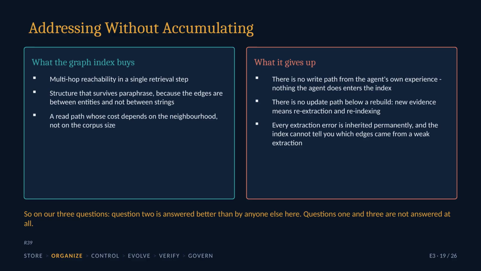So let us be exact about the trade. What the graph index buys: multi-hop reachability in 1 step, structure that survives paraphrase because the edges join entities rather than strings, and a read cost that depends on the neighborhood rather than the corpus. What it gives up: there is no write path from the agent's own experience, so nothing the agent does ever enters the index. There is no update path below a full rebuild. And every extraction error is inherited permanently, with no way to ask which edges came from a weak extraction. On our 3 questions, question 2 is answered better here than anywhere else in this episode. Questions 1 and 3 are not answered at all.